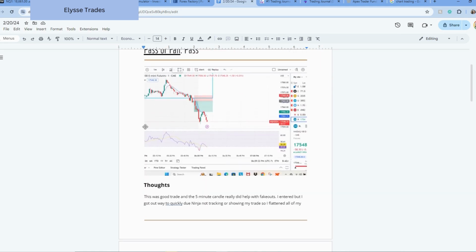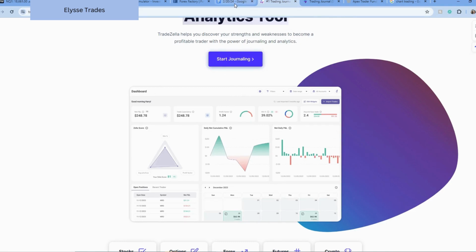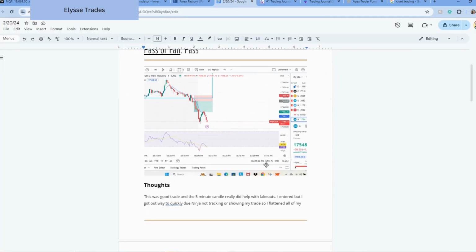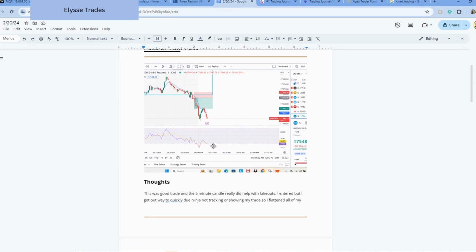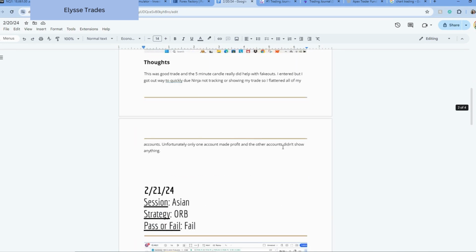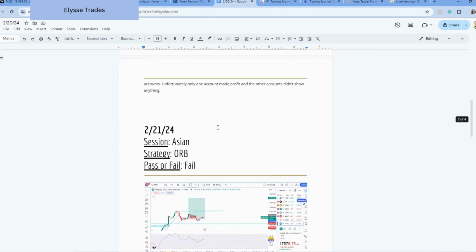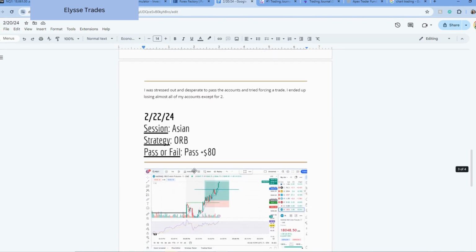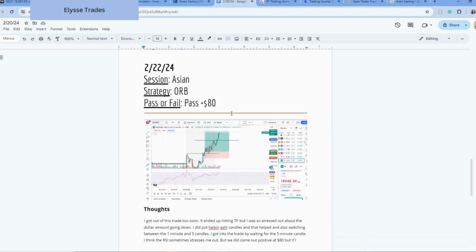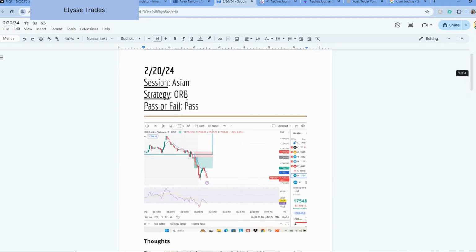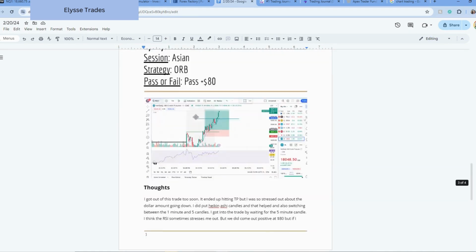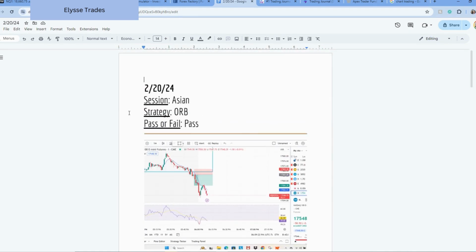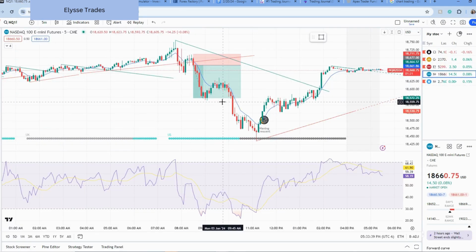And then I like to do a screenshot. But I know on these websites, I think you can also do a screenshot. But typically I just do a manual screenshot. I put my thoughts, how I felt. So this one was a pass. The next day was a fail. And then I passed the next trade. So, pass, fail, pass, that kind of thing. So that is what I suggest. So I would say these are like the bare minimum.